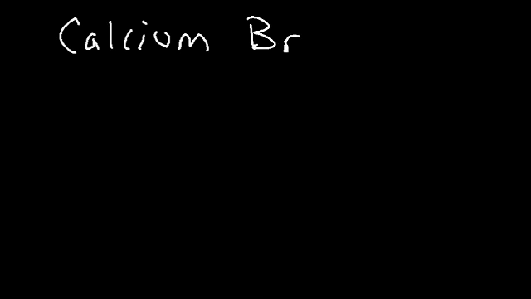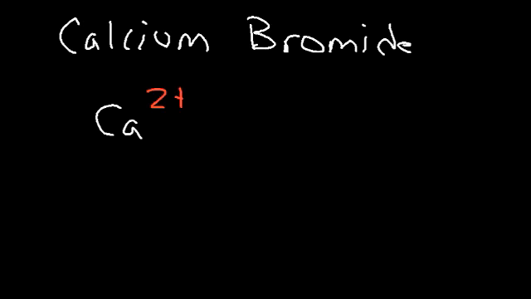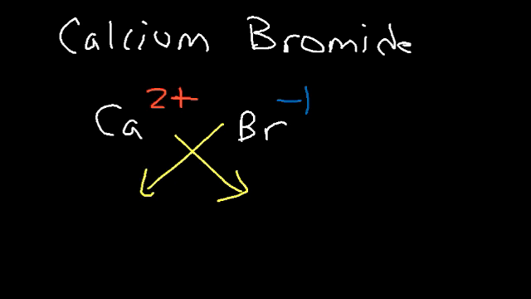Here, go ahead and try another example. Let's say we have calcium bromide. How would you write the formula for the ionic compound for this one? So calcium has a 2+ charge, and bromide has a -1 charge. And so using that same technique, it's going to be Ca1Br2.